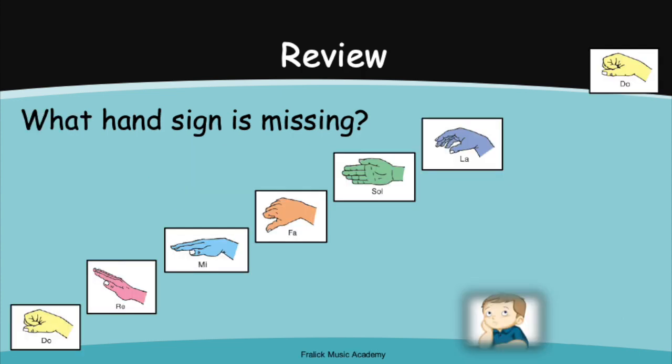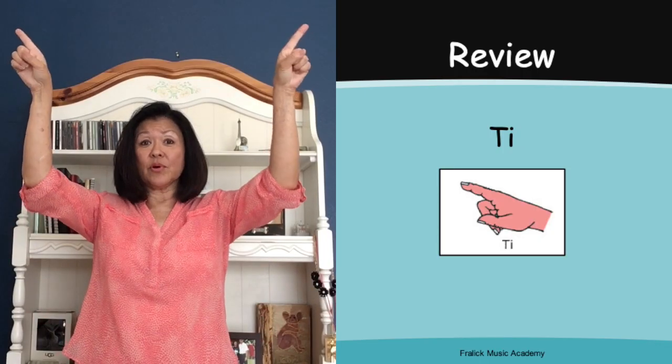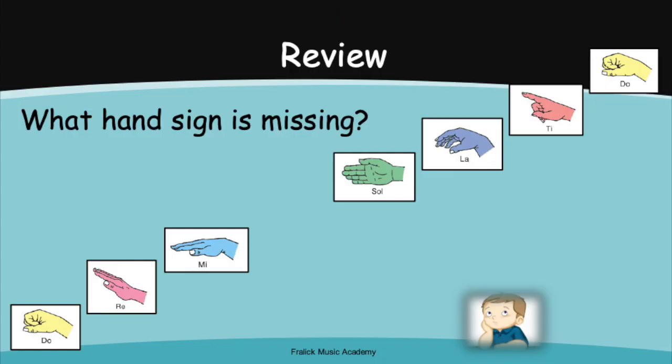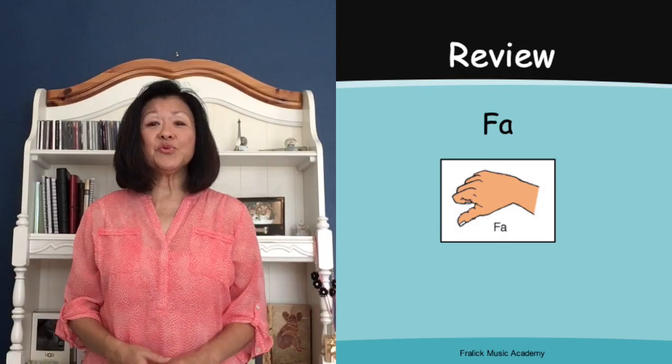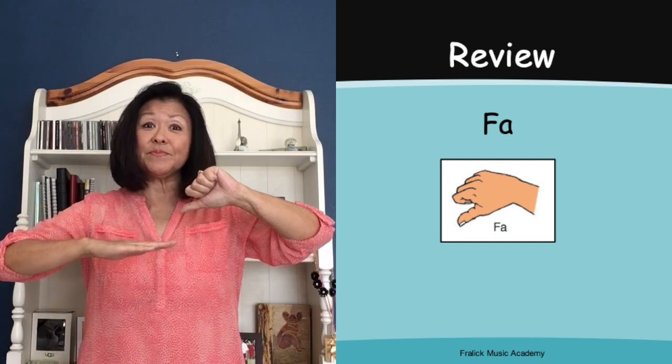Which hand sign is missing? It's T. Remember, T is pointing upwards because T wants to go to high do. What hand sign is missing now? Fa. As you recall, fa is thumbs pointing downwards because fa wants to go to mi.